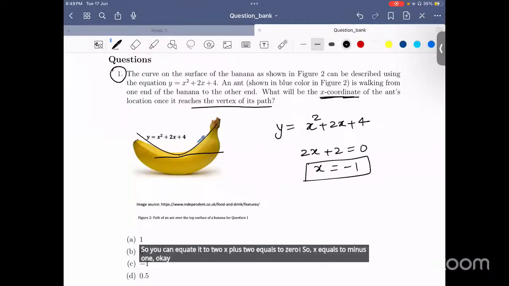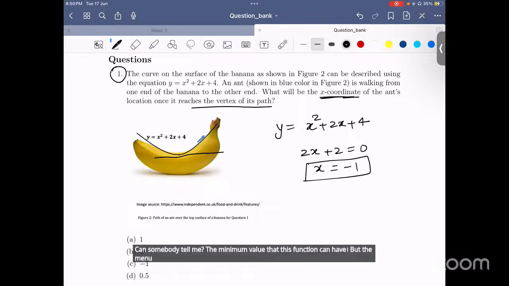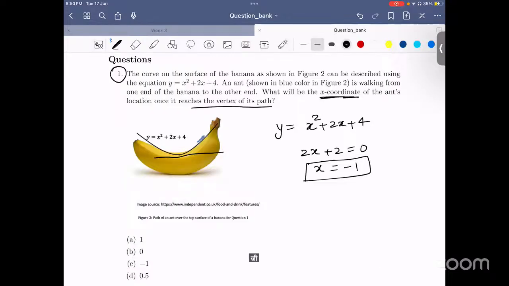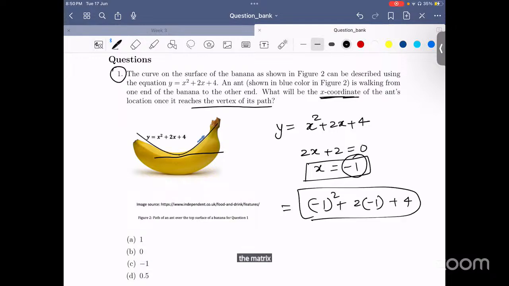Can somebody tell me the minimum value that this function can have? You just have to put minus 1: minus 1 squared plus 2 times minus 1 plus 4. Whatever value you get, that will be the minimum value of this function. So the minima exists at x equals minus 1. If the question asks at which x the minima will exist, you write minus 1. If the question asks the minimum value of this function, you write the y coordinate of the vertex. Is it clear to everybody?